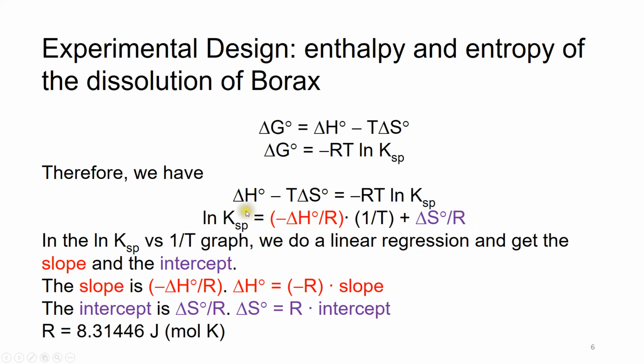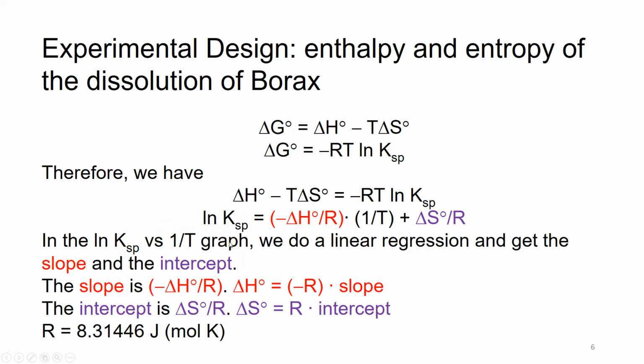Alright, so now I want you to imagine the logarithm of Ksp is y. 1 over T is x. So it's y is equal to something times x plus something. This in red is the slope, and this in purple is the intercept of the equation. So again, we'll just tabulate 1 over T. We'll tabulate the natural logarithm of Ksp.